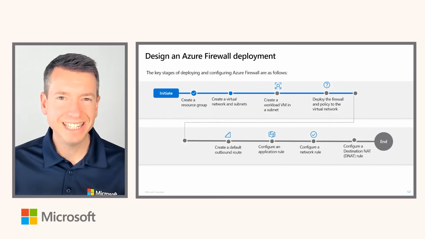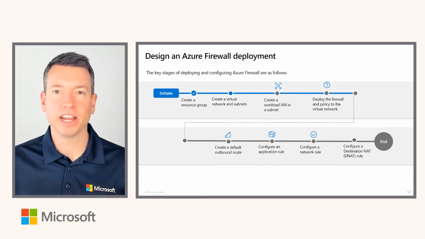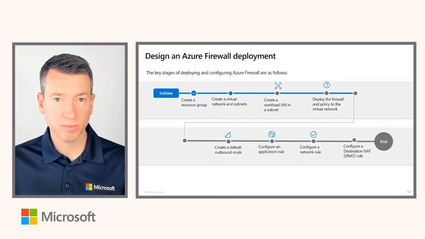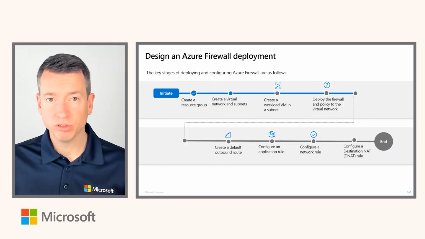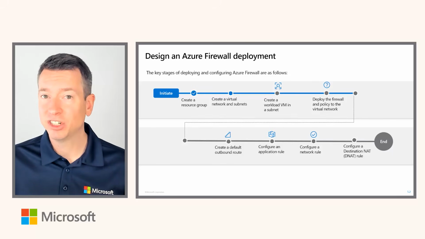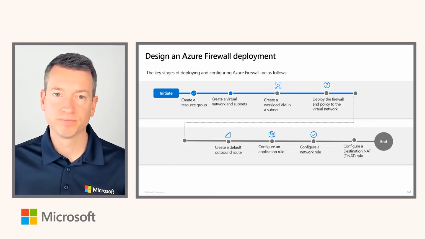Make sure you know the key stages of deploying and configuring Azure Firewall. Deploy the firewall and policy to a virtual network, create a default outbound route, configure an application rule, configure a network rule, and configure a DNAT, or destination network address translation, rule.